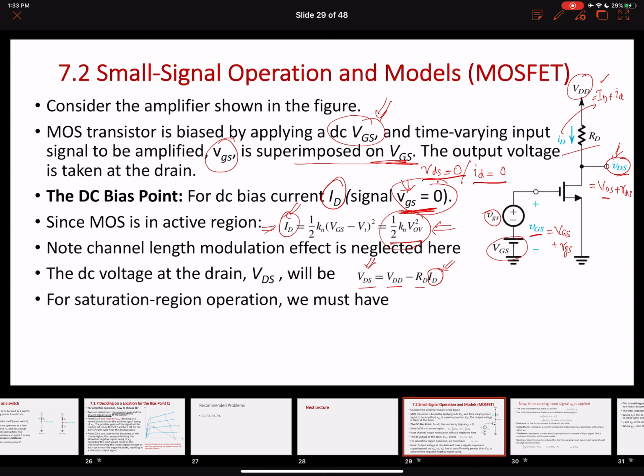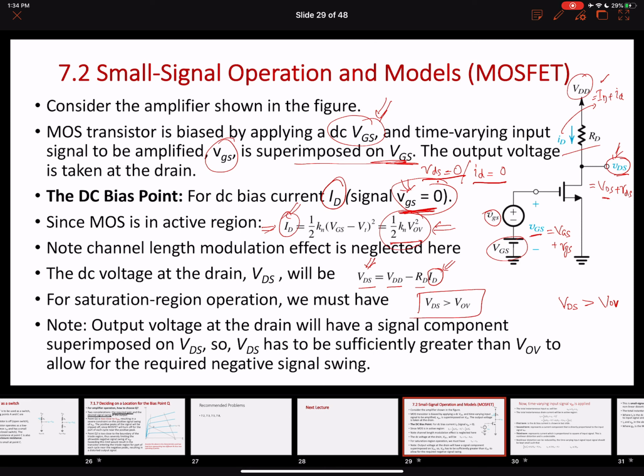Right, so another important consideration over here is that if we want to make sure that our transistor will continue to operate in the saturation region, the condition for the saturation region was that our drain to source voltage should be greater than the overdrive voltage. So how much does it need to be greater than the overdrive voltage? Our drain to source voltage should be sufficiently greater than the overdrive voltage, which should allow the required negative signal swing.